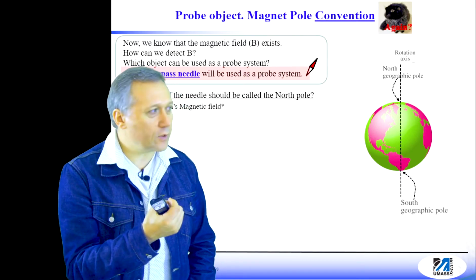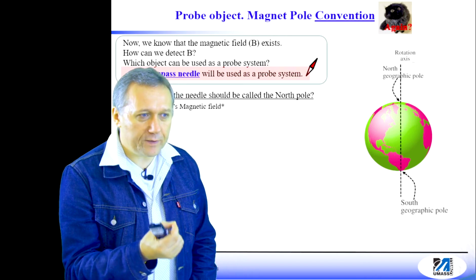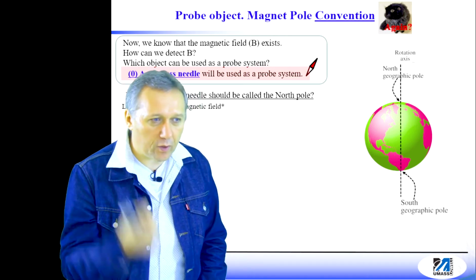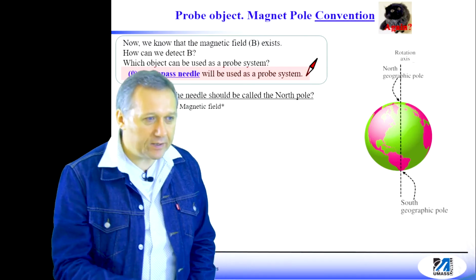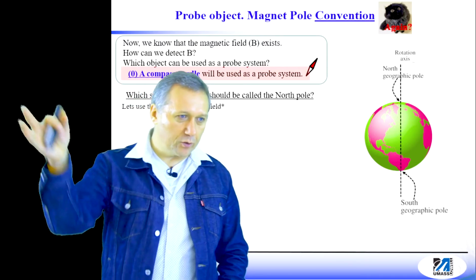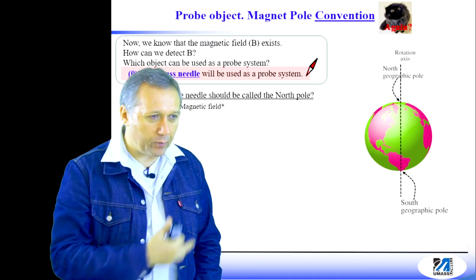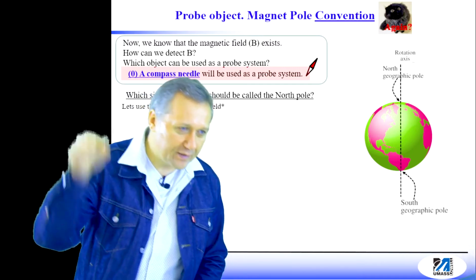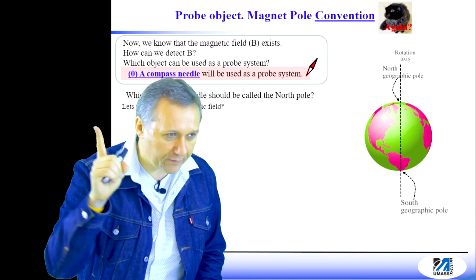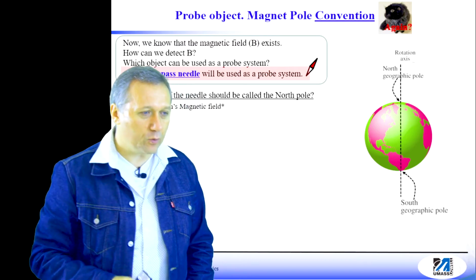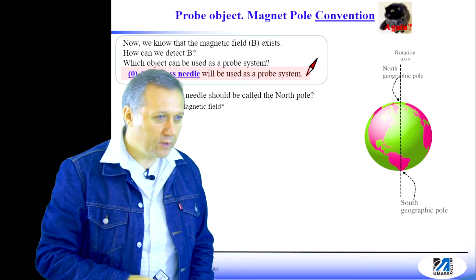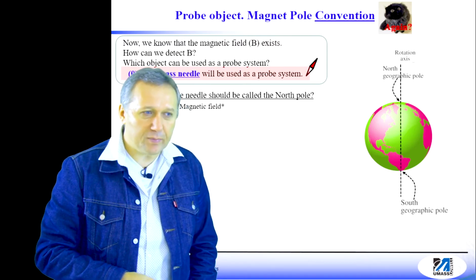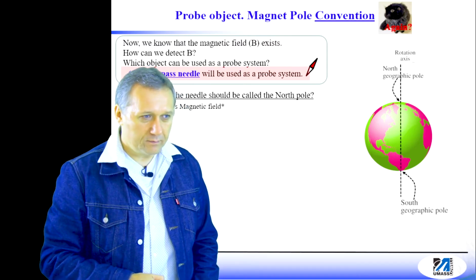So this convention actually is not related to the physics, it's related to our everyday life, the way we use compasses. Since every time we use compasses to find direction to the North Pole, it makes sense from our everyday life point of view to call that side of the compass needle which points to the North geographical pole as the North Pole of the compass needle. So this convention is barely related to physics.